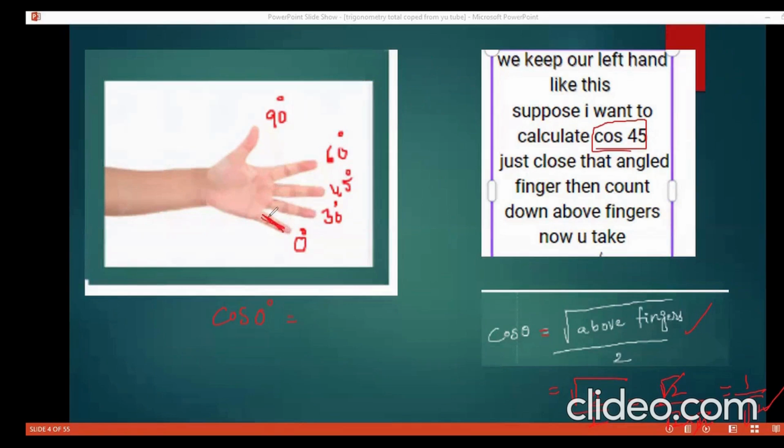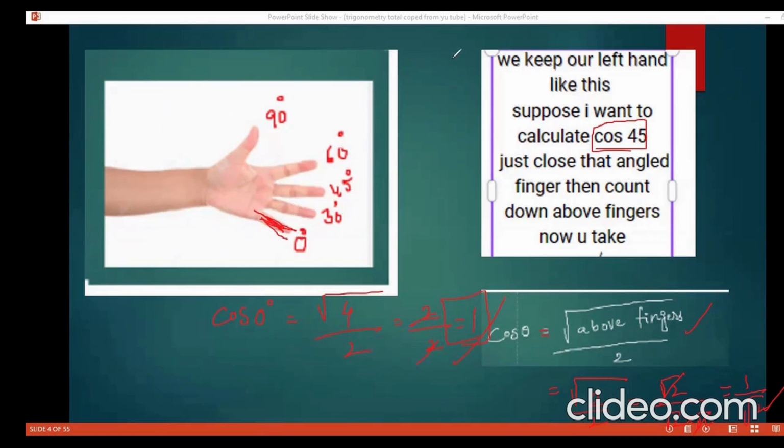Now, look at this. I am folding this finger, and you observe how many fingers are there above that angle. There are 4 fingers, right? So, square root of above fingers, 4 upon 2. Square root of 4 is 2, 2 upon 2, which is equal to 1. So, cos 0 is equal to 1. Like this, we can easily calculate the value of any angle with respect to 0, 30, 45, 60 and 90.